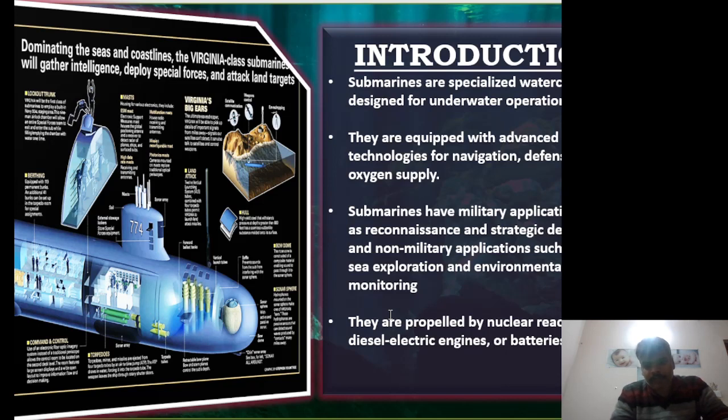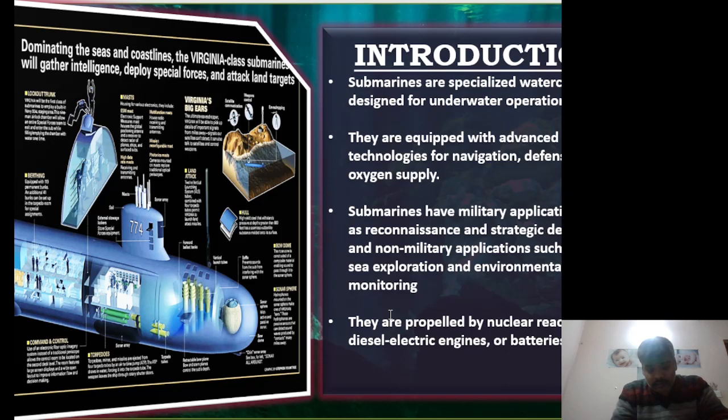Submarines have military applications such as reconnaissance and strategic deterrence, and non-military applications such as deep sea exploration and environmental monitoring. So what is the purpose of submarines? Submarines are mainly used for military applications. The Indian Navy uses them to detect enemy movement in the sea. Other non-military applications are deep sea exploration and environmental monitoring.